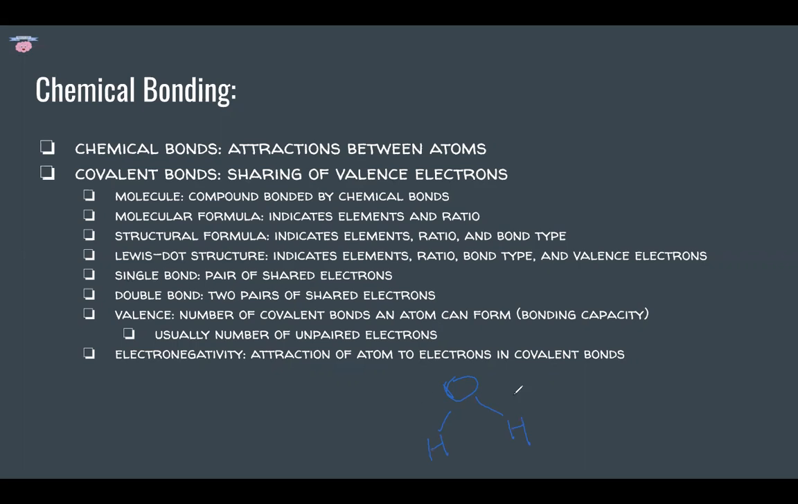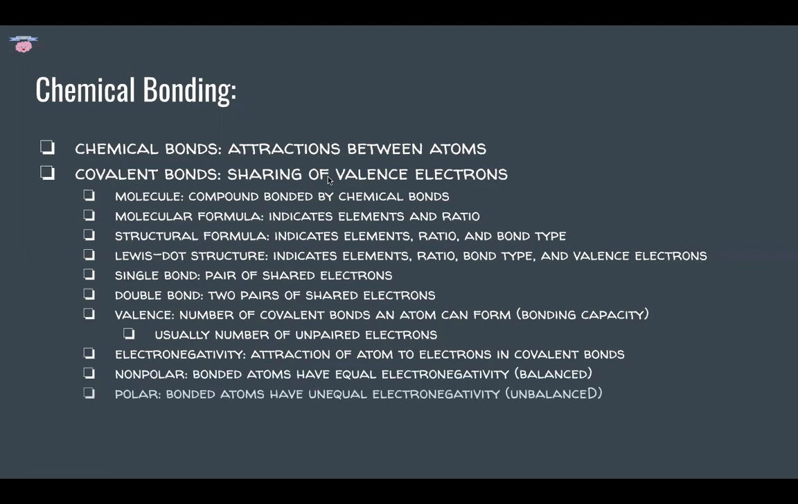As you'll see soon in the next video, H2O has unequal electronegativity. Electro has to do with electrons, and negativity is the attraction they form. Nonpolar is when the atoms have equal electronegativity, but polar is when they have unequal. So like I said, water would be polar because they have unequal electronegativity. This is unbalanced.